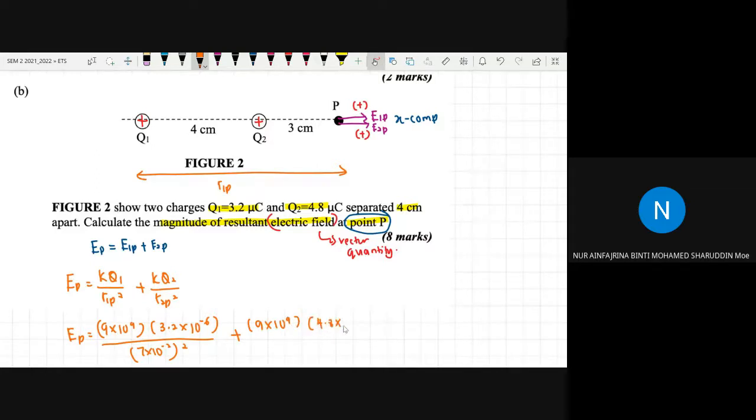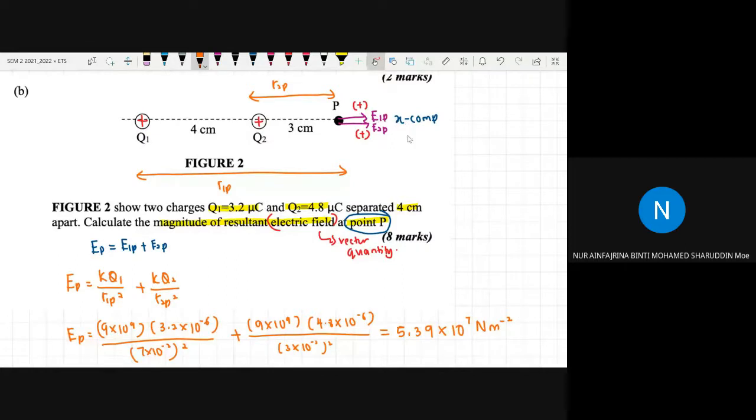Charge 2 is 4.8 times 10 to the power of negative 6. Then distance between charge 2 until P is 3 centimeter. So 3 times 10 to the power of negative 2 squared. So you press your calculator, you will get the final answer of 5.39 times 10 to the power of 7 Newton per meter squared. That's all. Okay, boleh?